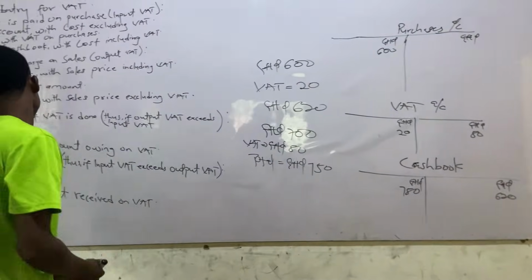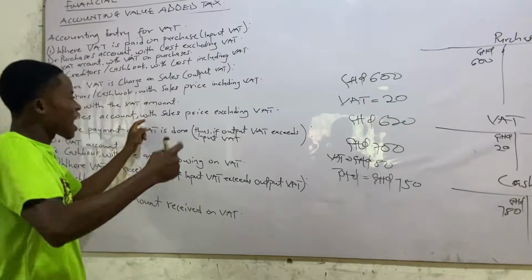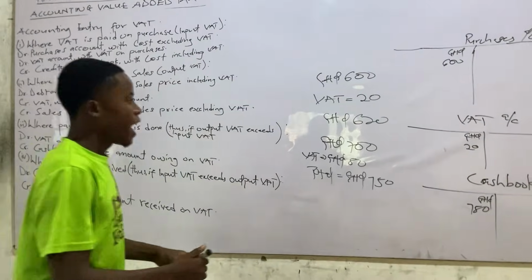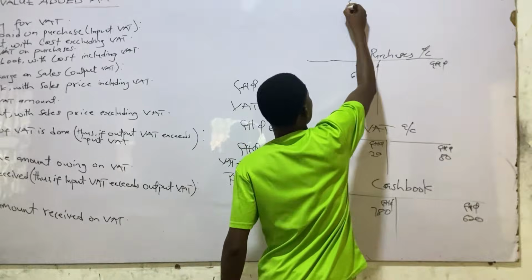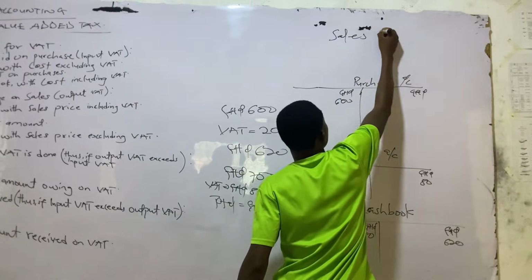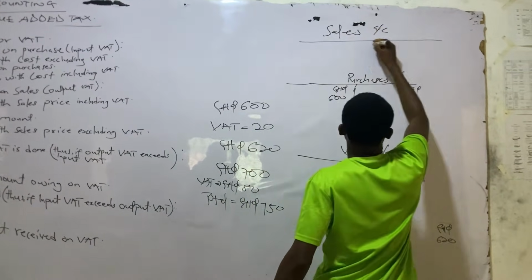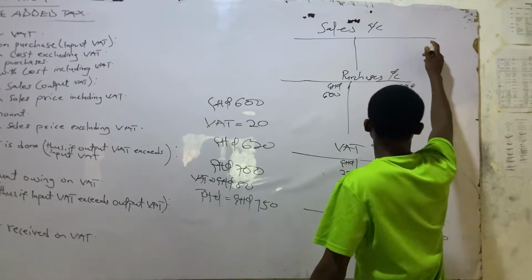And then what we do? We credit sales account with the sales price excluding VAT. So we have sales account here.